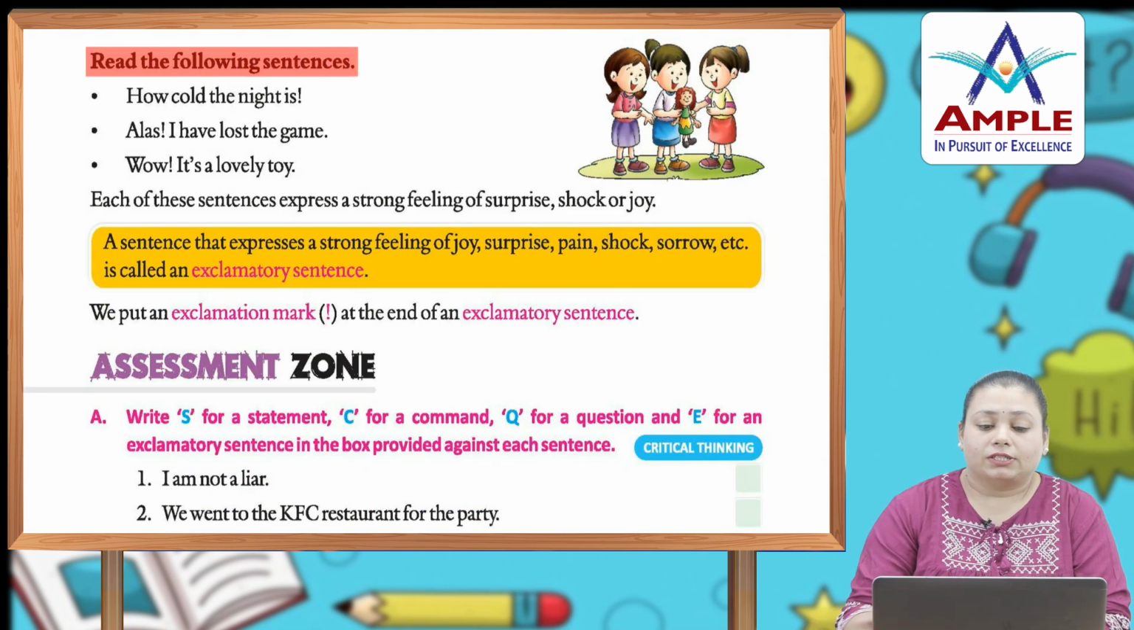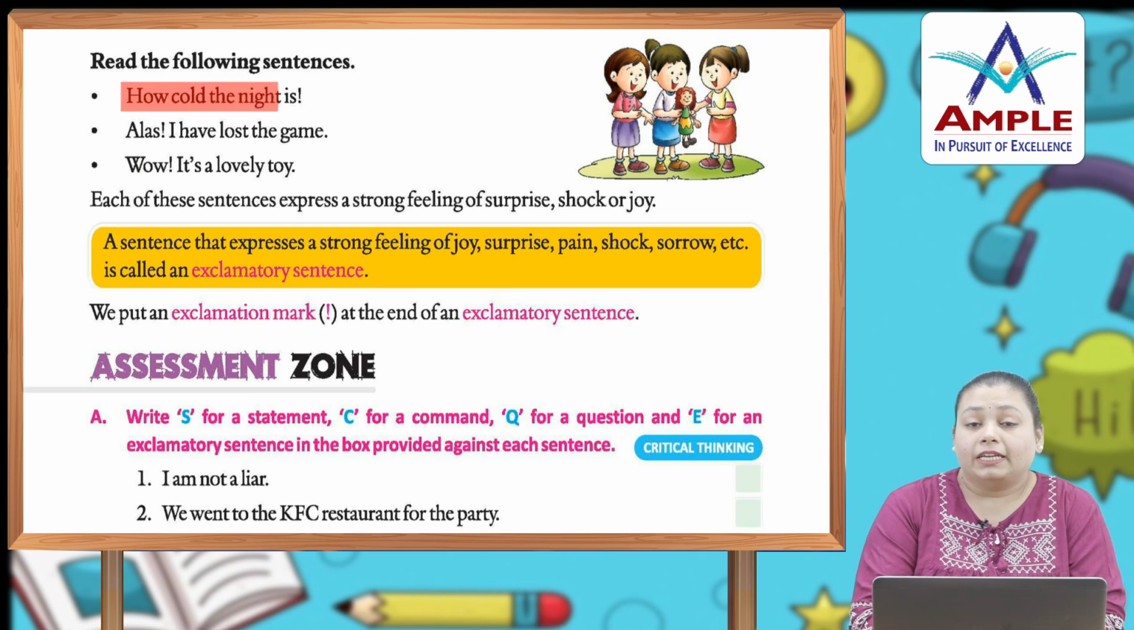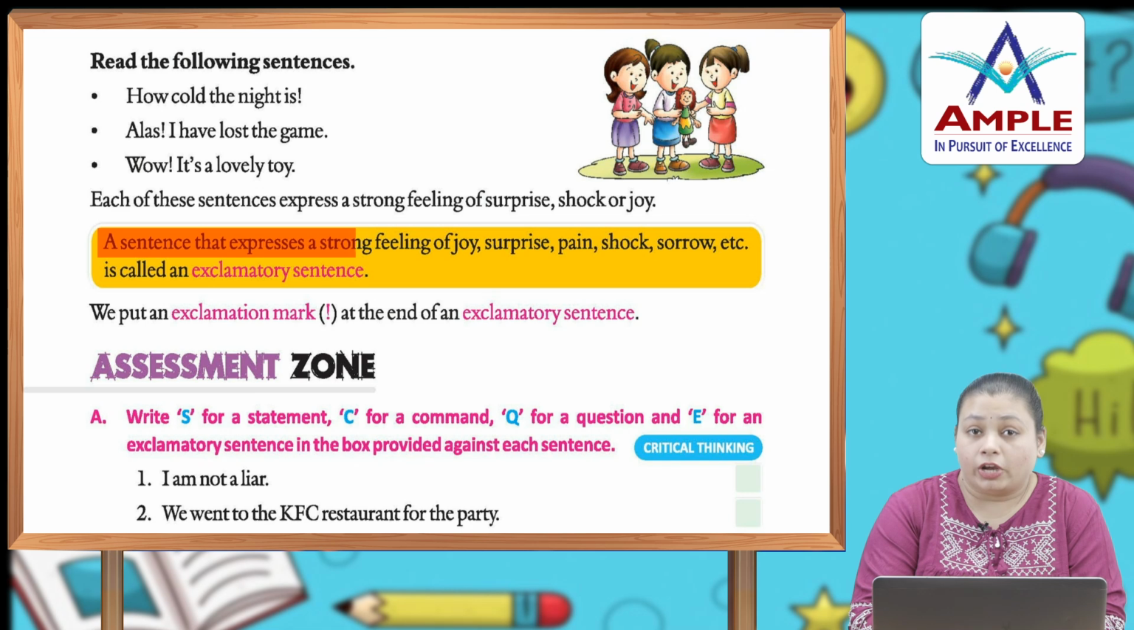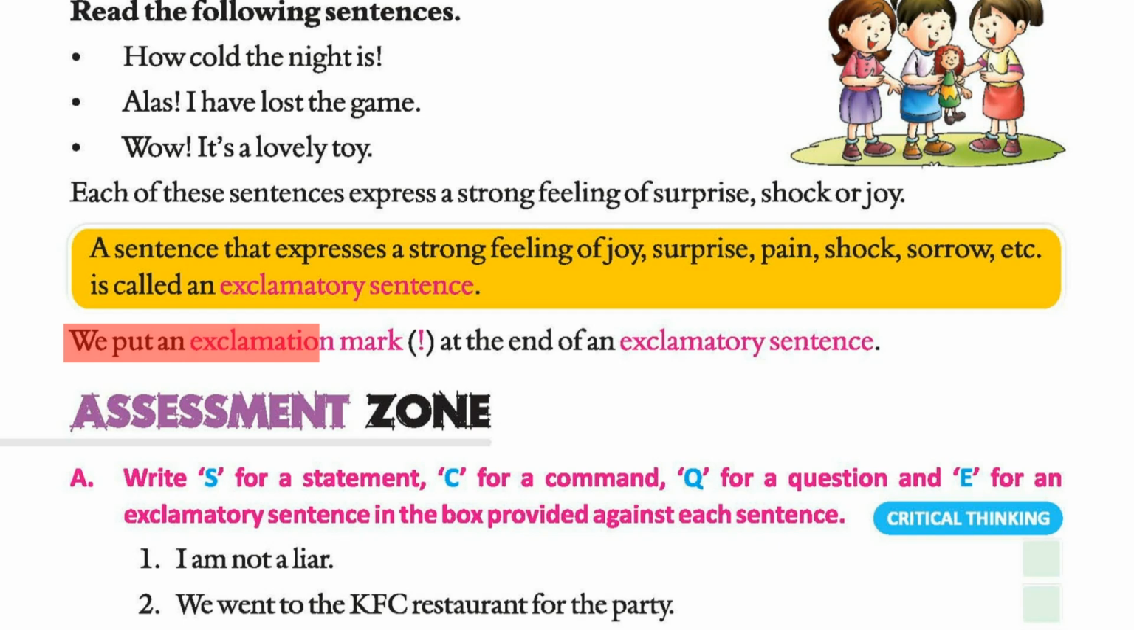Read the following sentences. How cold the night is! Alas, I have lost the game! Whoa, it's a lovely toy! Each of these sentences expresses a strong feeling of surprise, shock or joy. A sentence that expresses a strong feeling of joy, surprise, pain, shock, sorrow, etc. is called an exclamatory sentence. We put an exclamation mark at the end of an exclamatory sentence.